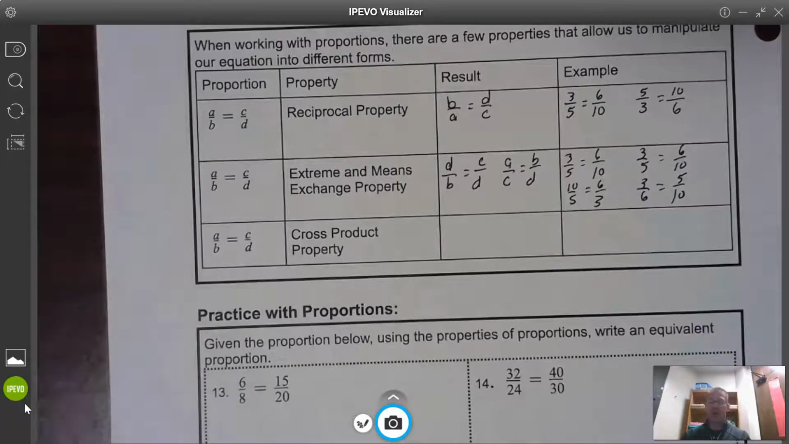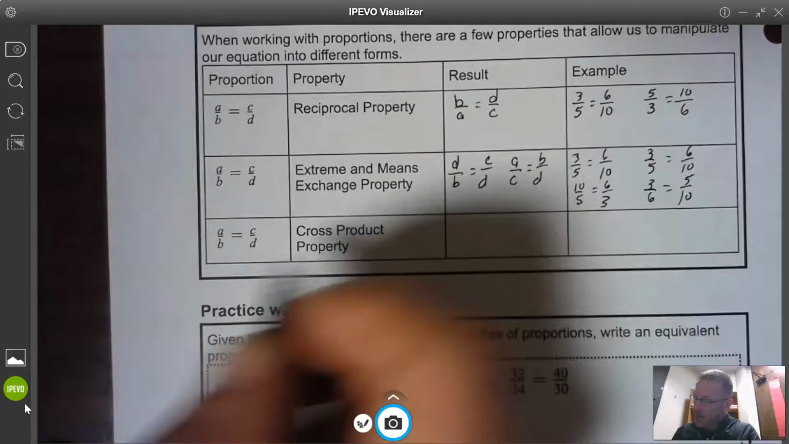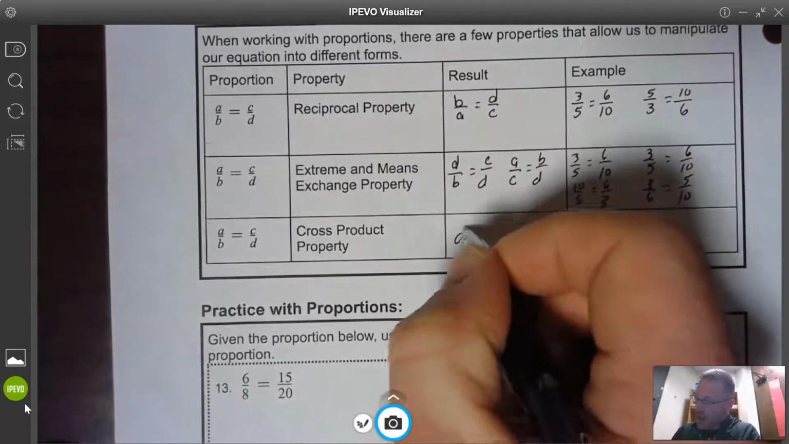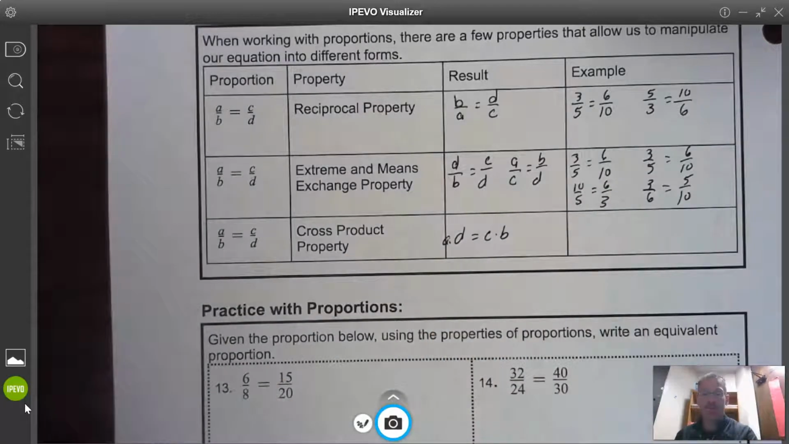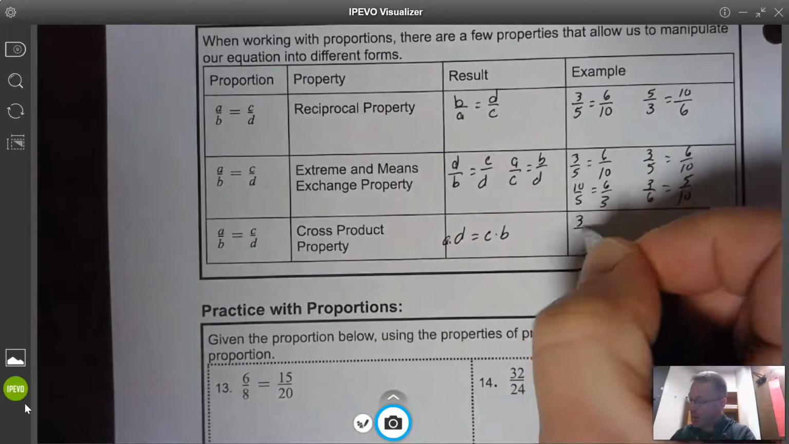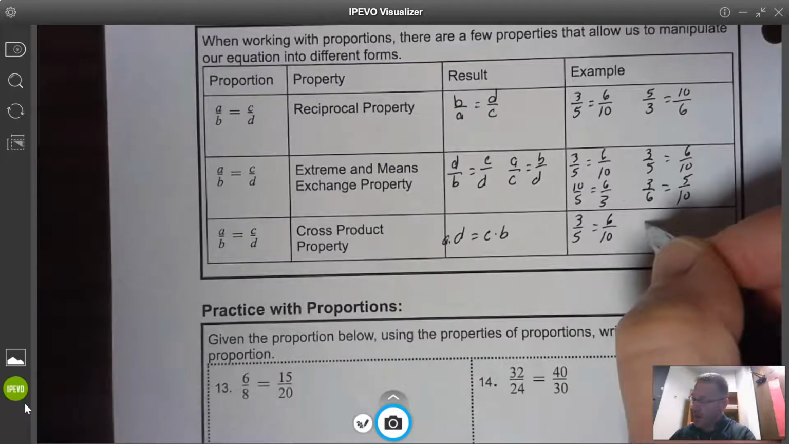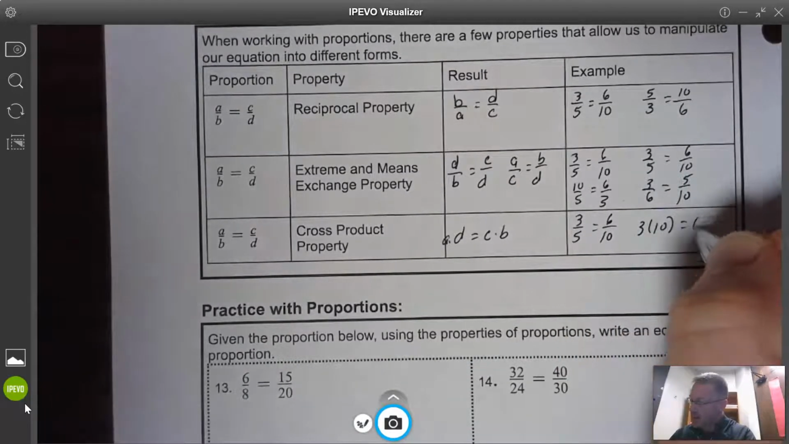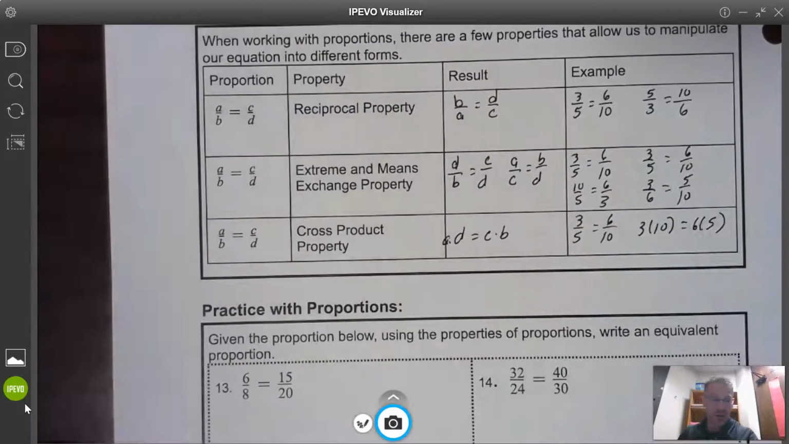Now the cross product property is really what we're going to use when we start solving, and you've probably already been using this property for a couple of years when you solved your proportions. All it means is that we cross multiply. So A times D equals C times B. Going back to our example, 3 over 5 equals 6 over 10, if I cross multiply, that's 3 times 10 equals 6 times 5, and you can see I get 30 equals 30.